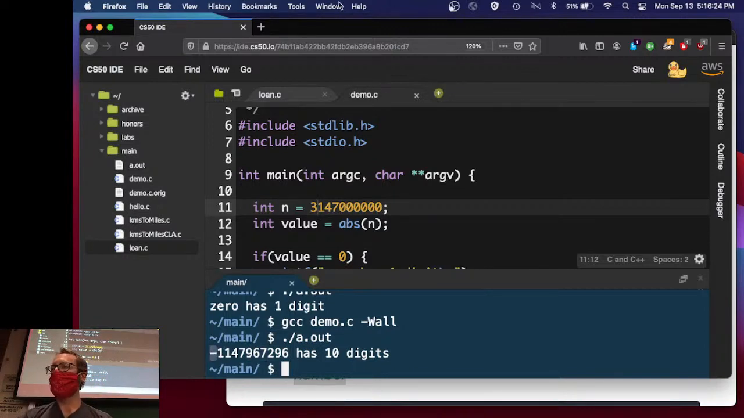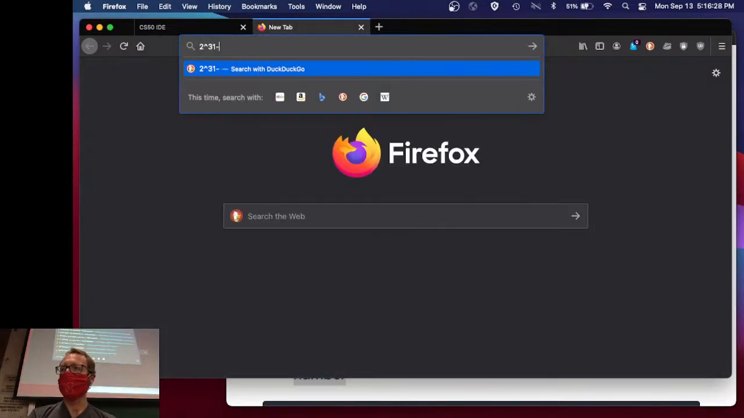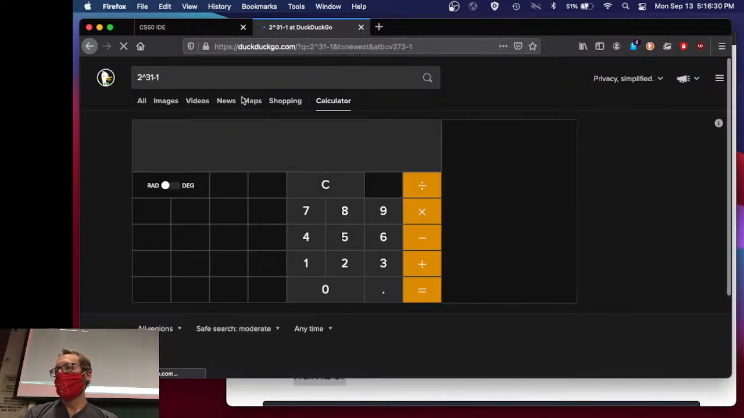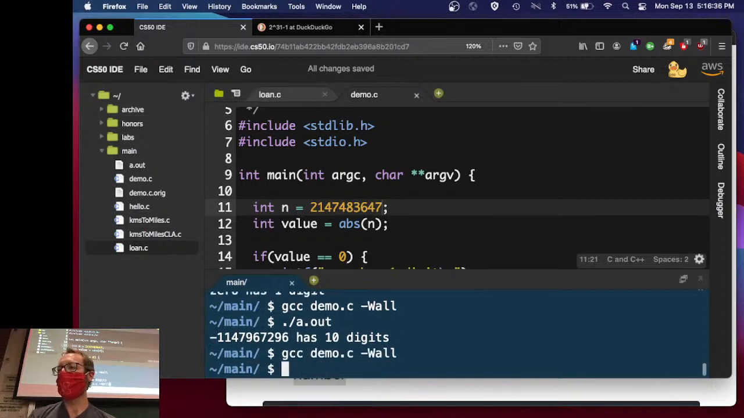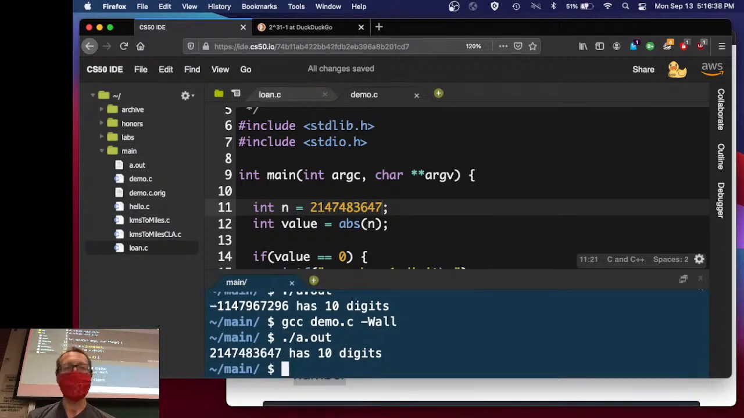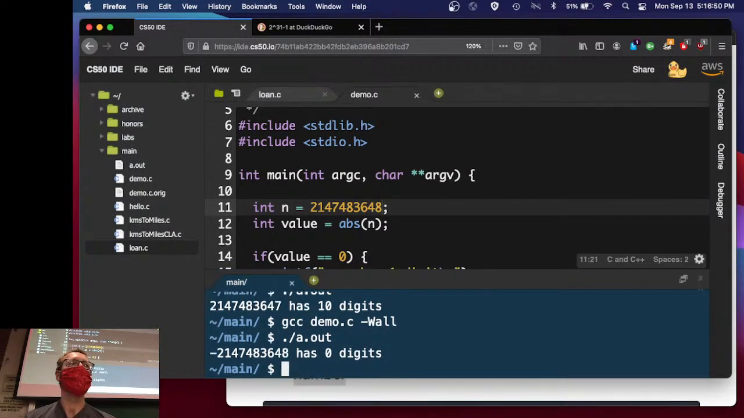So what is the maximum value here? Let's see, 2 to the 31st minus 1. I can do this number, and that will give me a correct result. That's what I entered, and it has 10 digits. But if I go just one more, it's going to wrap around to the negative range that's representable here. That's called overflow. Yep, there we go.